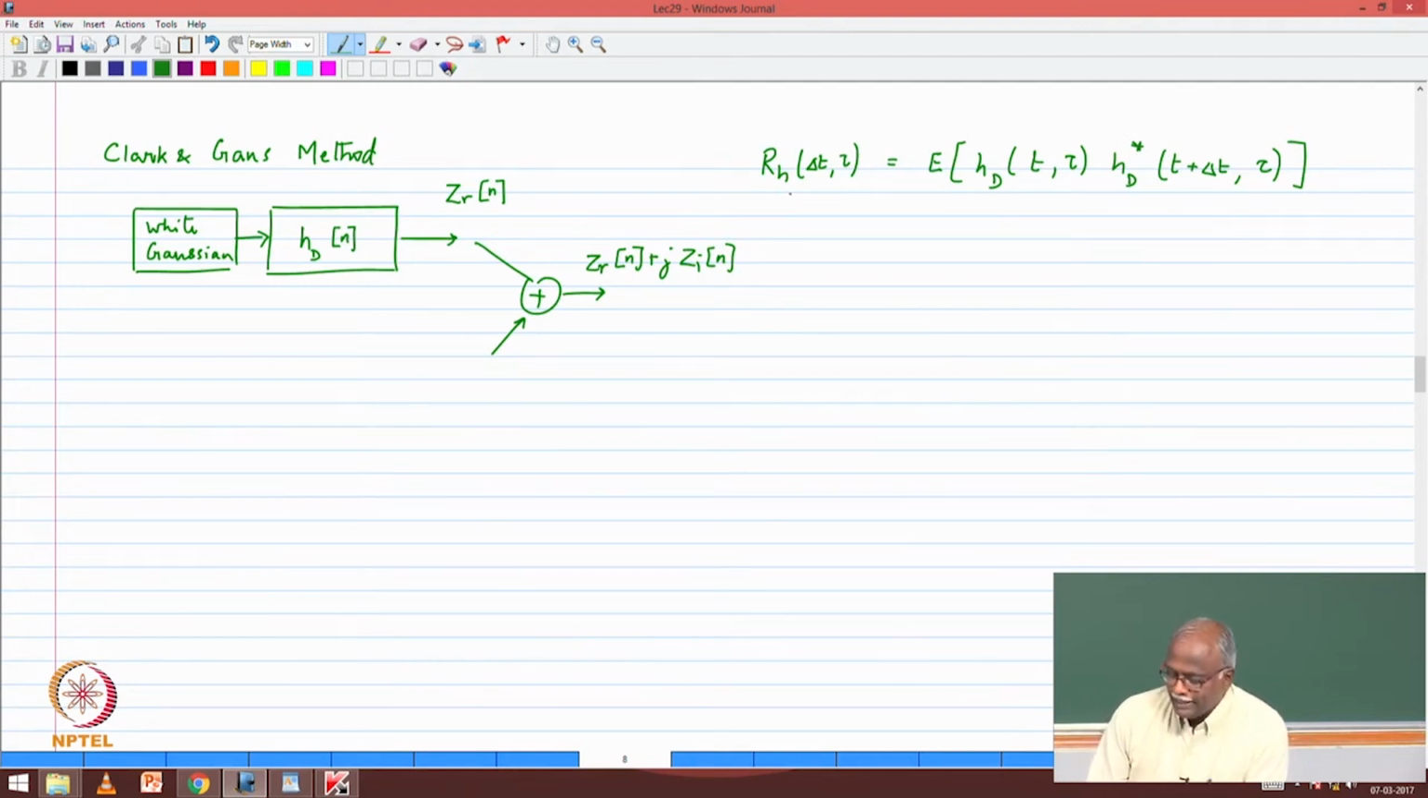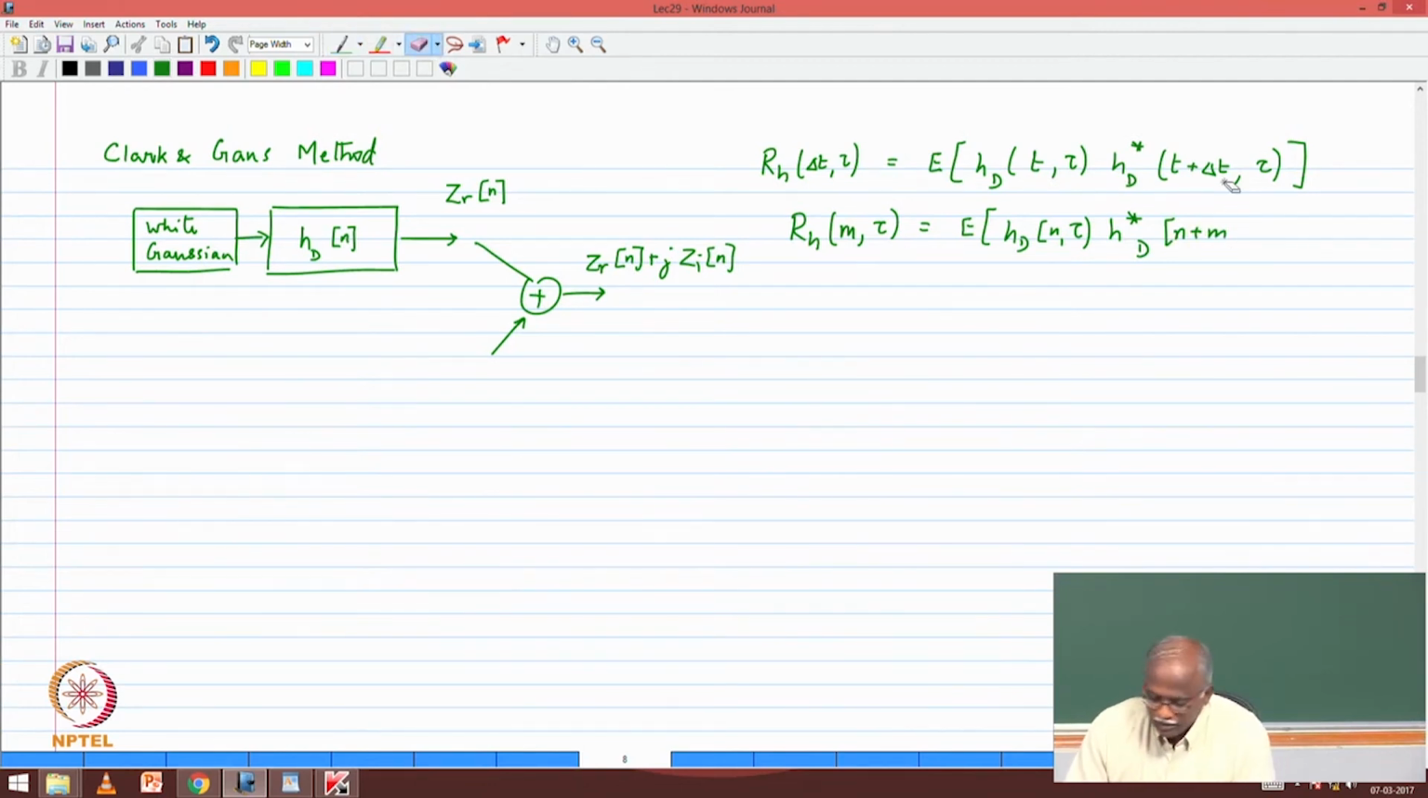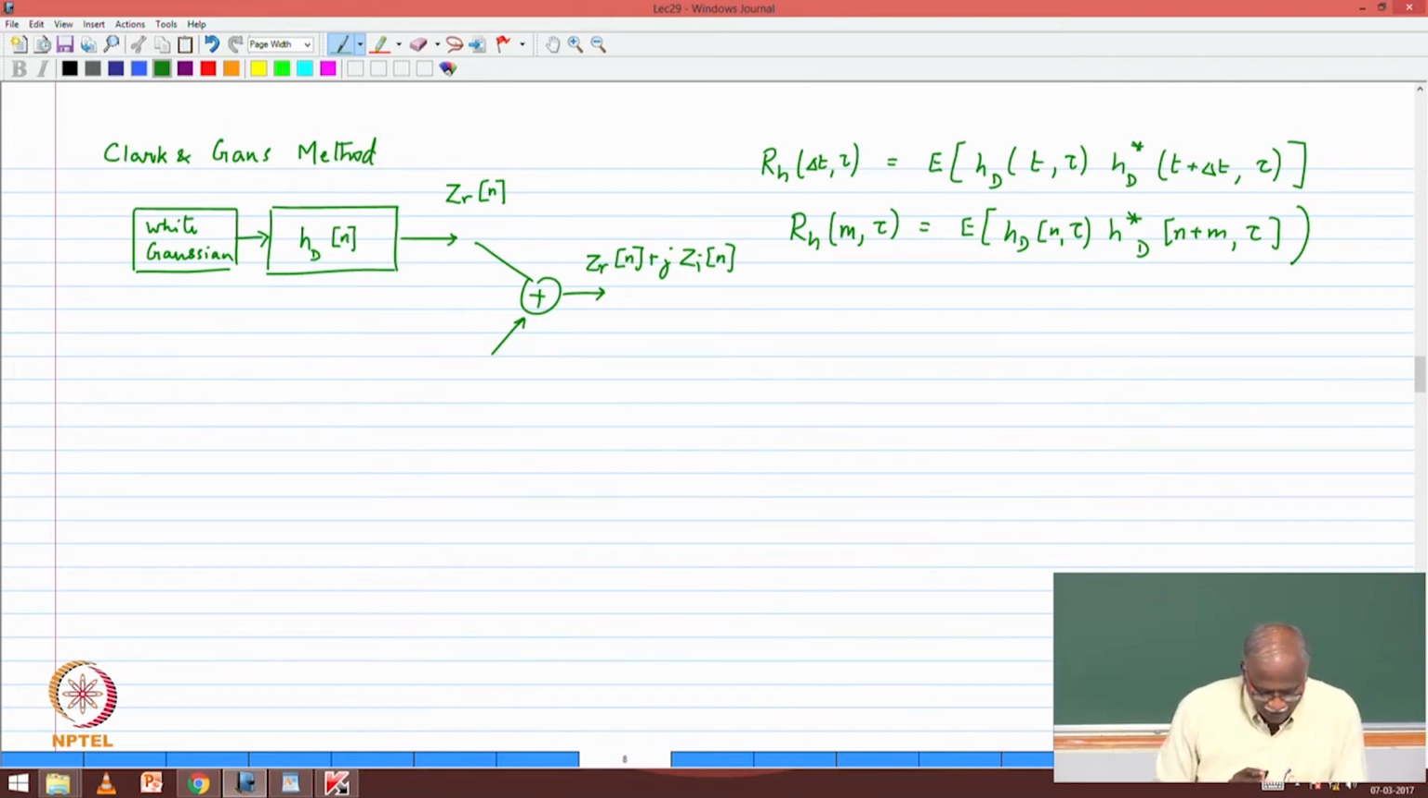You can also write it in the following form, just for clarity. If this is h(m, tau), this can be written as HD of n tau, h star d n plus m, comma tau. Okay, so basically there is a discrete equivalent of it, but you think of it as a continuous time process which is filtered, and then we sample it. Then all the properties that we are interested in are available for us in a clear fashion.